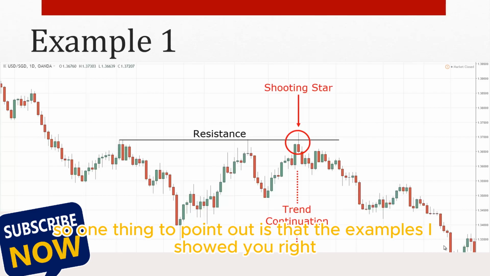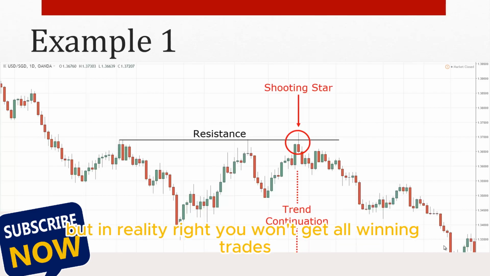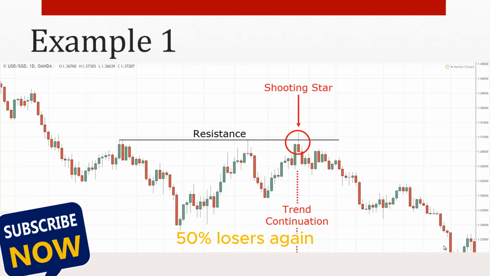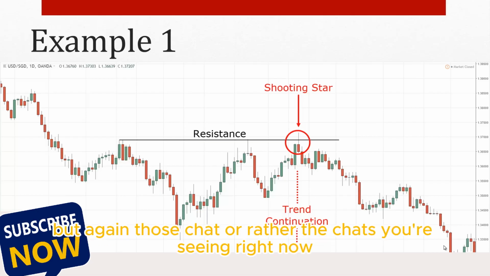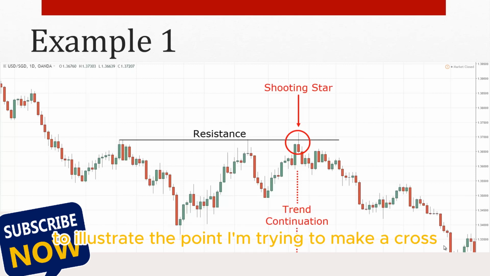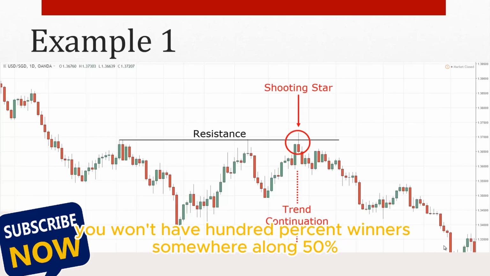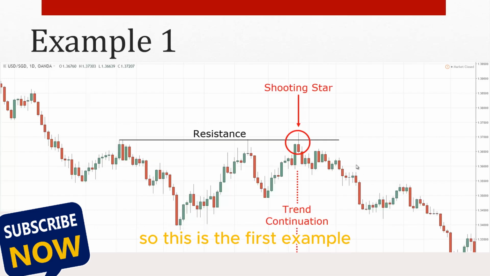So one thing to point out is that the examples I showed you are all pretty much winning trades. But in reality, you won't get all winning trades. You will probably get 50% winners, 50% losers, okay? The reason why I share winning trades is because it's easier to illustrate the concept. But again, the charts you're seeing right now are cherry picked, I admit, to illustrate the point I'm trying to make across. But in the real world of trading, you won't have 100% winners. Somewhere along 50%, 55% winners. So this is something that you must accept and embrace. Okay, so this is the first example.